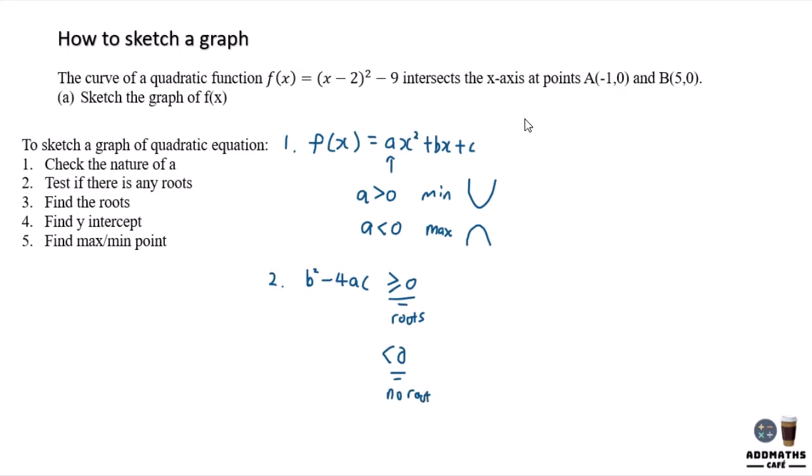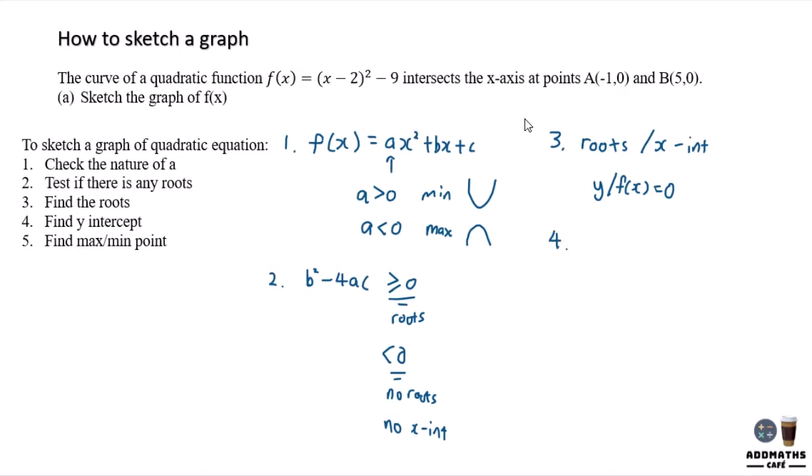What does no roots mean? No roots means no x-intercept. So let's say I get more than or equal to 0. What I need to do next is to find point 3, the roots. What is a root? Root is called the x-intercept. So to find the x-intercept, make your y or f(x) equal to 0. Then you can find your x-intercept.